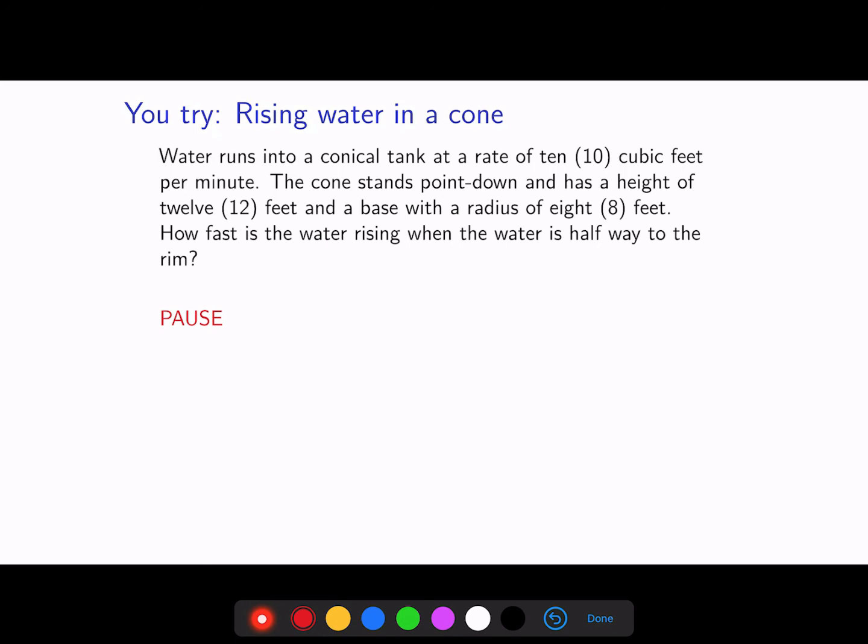When I did this problem, I calculated it rises at a rate of about 1.79 feet per minute. Hopefully you got the same thing.